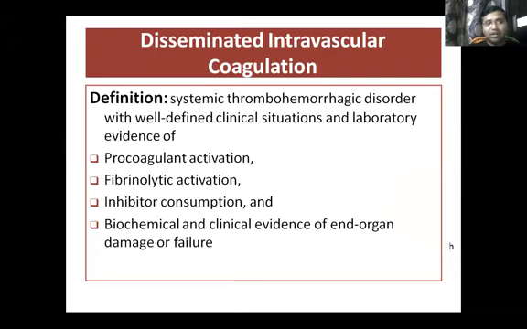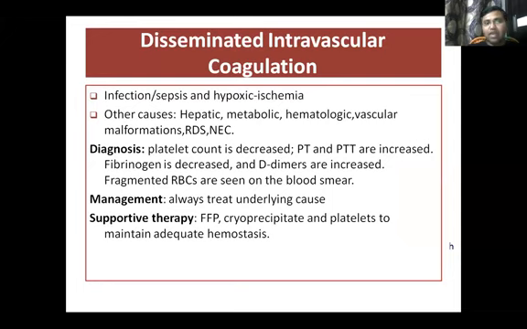Disseminated intravascular coagulation is a well-defined clinical situation with laboratory evidence of procoagulant activation, fibrinolytic activation, inhibitor consumption, and biochemical and clinical evidence of end organ damage or failure. It can be infectious or hypoxic ischemia. Hypoxic ischemia can occur intrauterine, during the birth process, or postnatally. We have seen DIC in severe birth asphyxia, HIE stage 3, in many cases. There may be other causes: hepatic, metabolic, vascular malformation, even RDS and NEC can cause DIC.